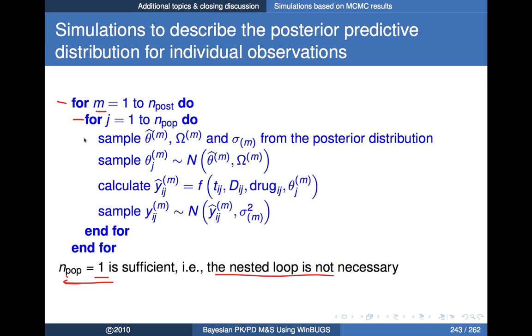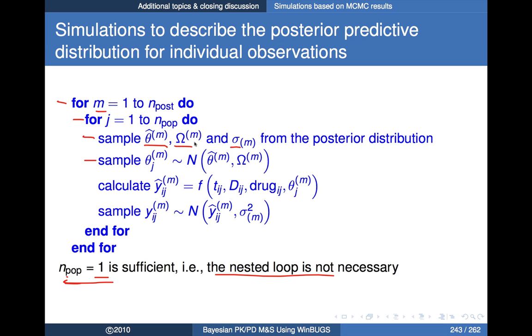So anyway, the first step in here is, again, we need to sample our parameters from the posterior distribution, and for the model structure we just talked about, that's going to be our theta hats, our omega matrix, and our sigma here, our residual variation. And if we're thinking of the posterior distribution as being represented as a matrix, those would all come from the same row of our posterior matrix.